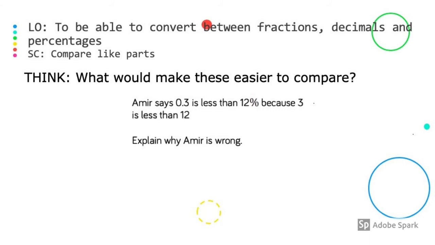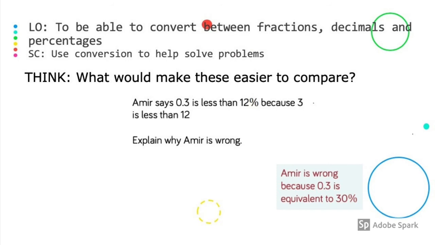Now when I'm trying to find percentages though, the denominator in a fraction has to be 100. Therefore, 3/10, or 0.3, would convert into 30 hundredths. 30 hundredths is equivalent to 30%. The reason that Amir is wrong is because 0.3 is equivalent to 30%, and 30% is greater than 12%. What Amir did is look at the digits rather than doing any converting.